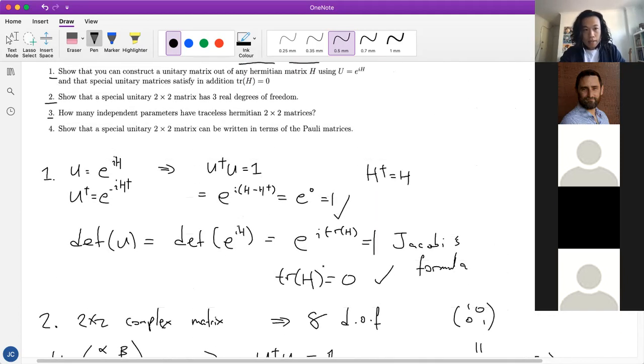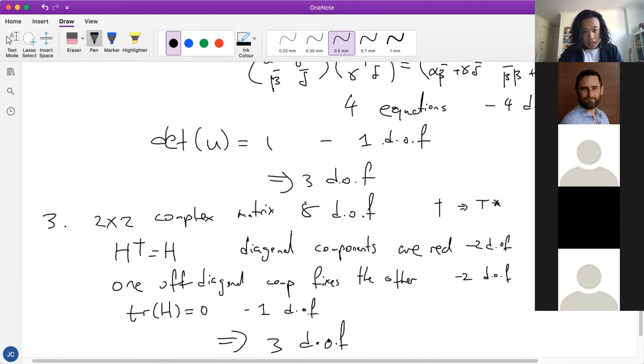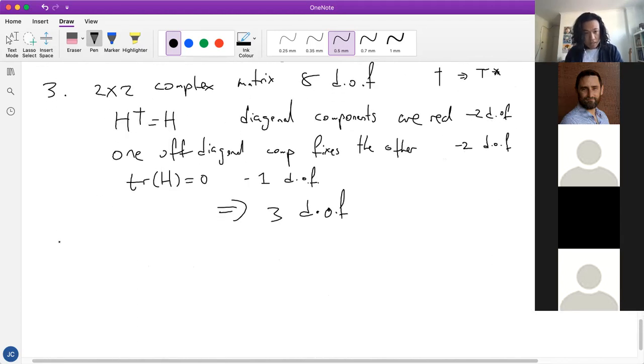All right, then, might as well just do question 4, then it's pretty straightforward. Show that a special unitary 2 by 2 matrix can be written in terms of the Pauli matrices. Okay, so this has a fairly short answer and a fairly long answer.